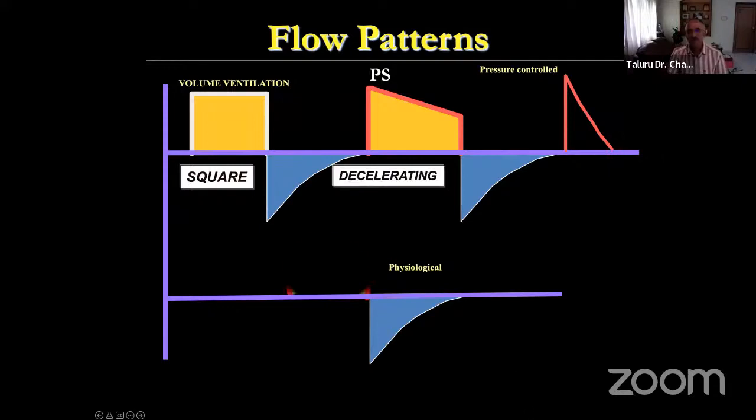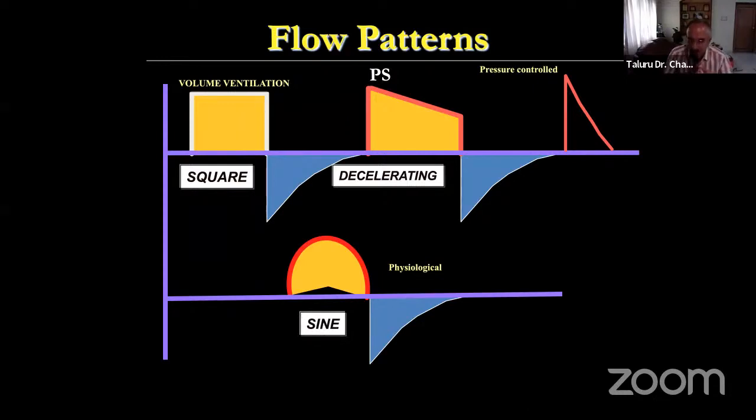And this is how we normally breathe, a sine wave. These are the flow patterns that the ventilator is capable of generating. Now, in present day ventilators, in some ventilators in volume control also you can put decelerating, as I've said, so that it doesn't become a fixed flow.